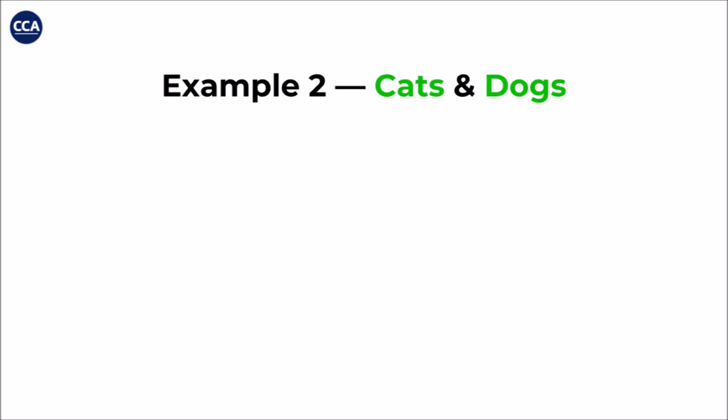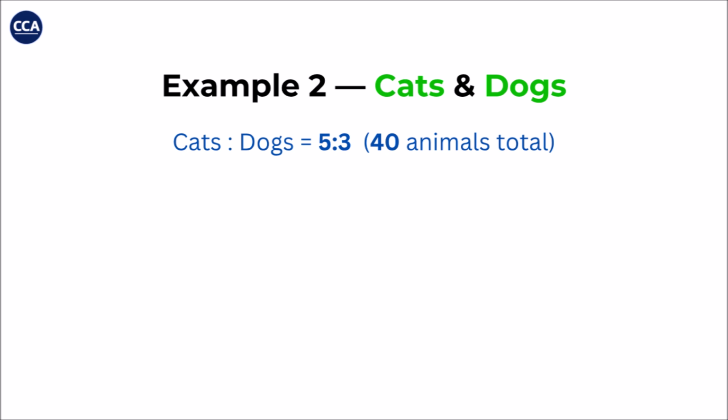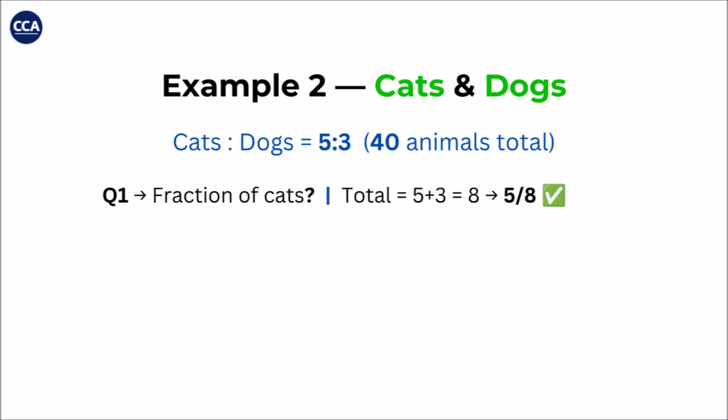Let's try a conversion example. Pay attention. The ratio of cats to dogs in a shelter is 5 to 3. Question 1. What fraction of the animals are cats? Total parts, 5 plus 3, equals 8. Fraction of cats, 5 over 8. Question 2. What fraction of the animals are dogs? Fraction of dogs, 3 over 8.